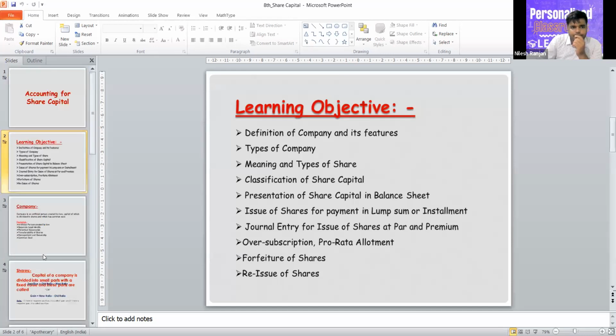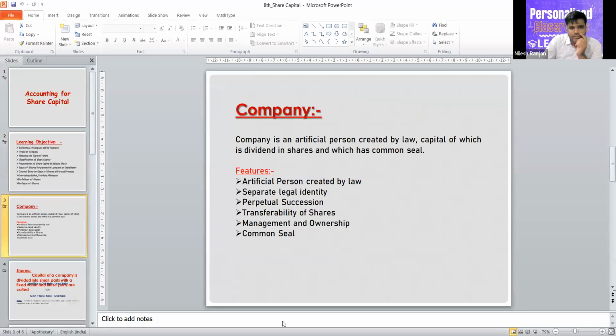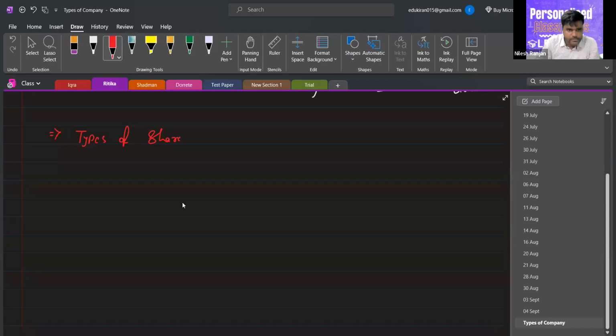Actually, we have to go into detail for this. It is not only simple, the classification of types of share.